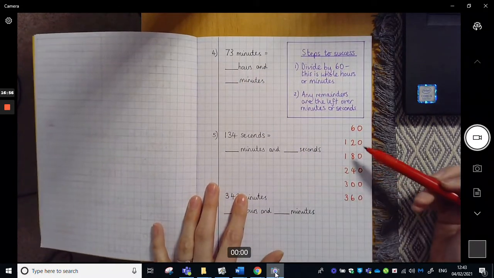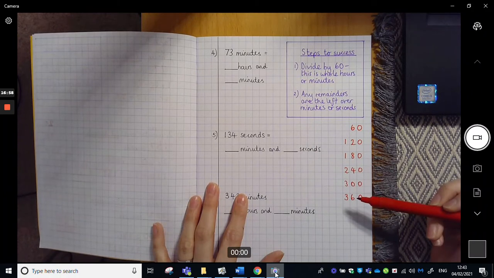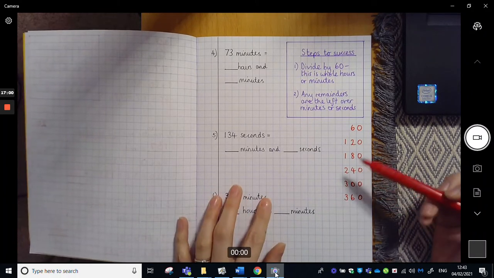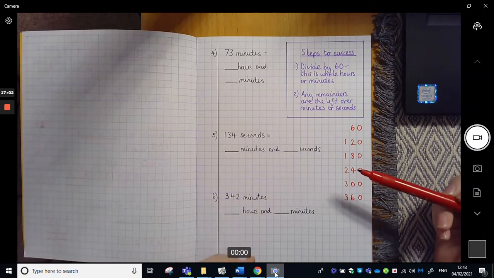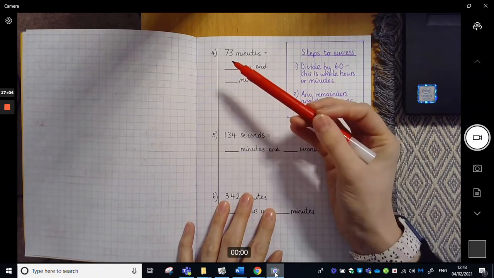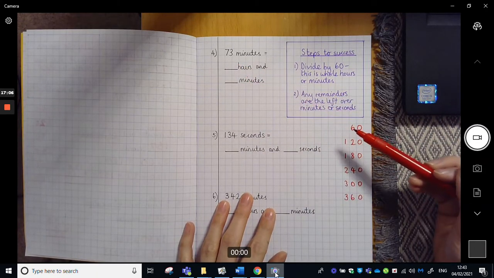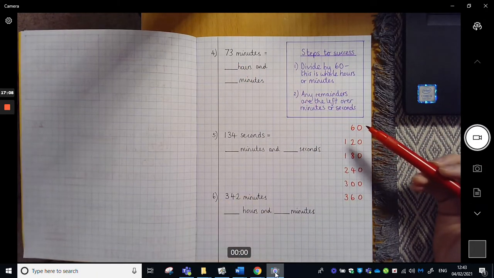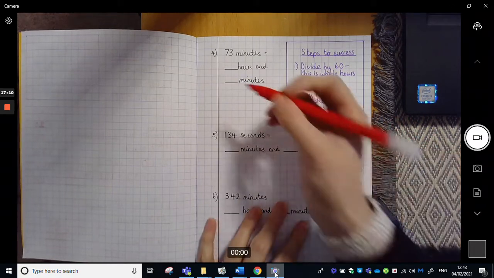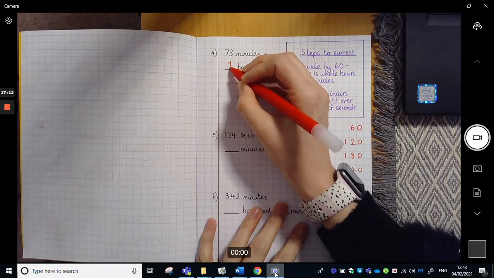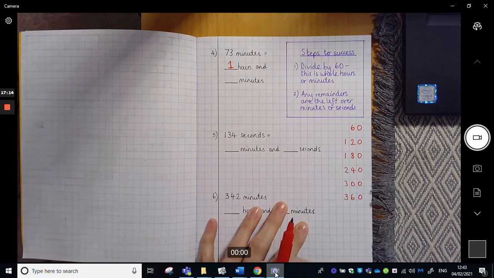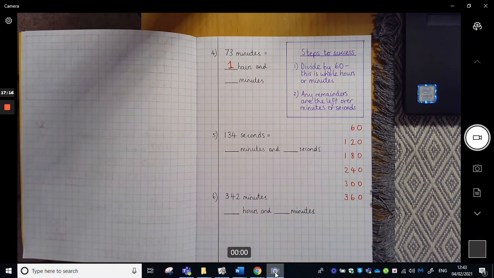So I've got my 6 times tables and my 60 times tables down here again to help me. So I need to find the closest group. So 73, I know 60 can only be divided into 73 one time. So there is only 1 hour in 73 minutes.